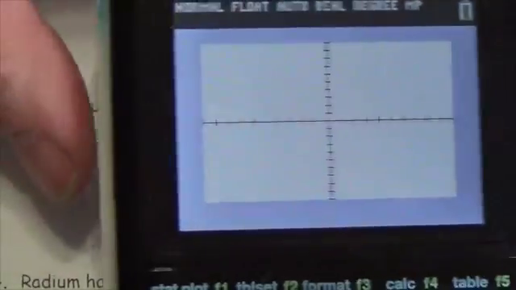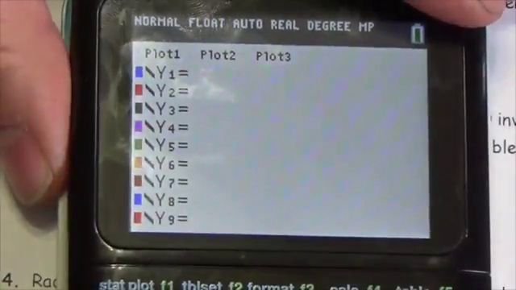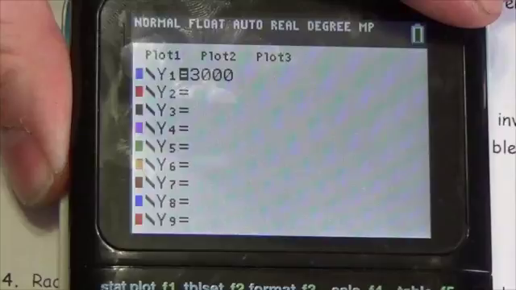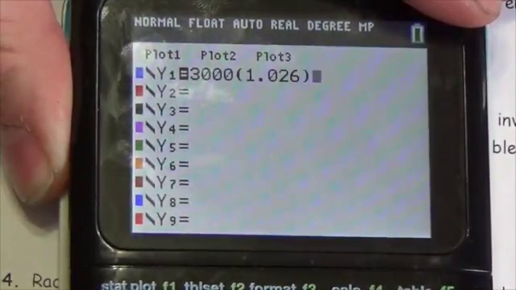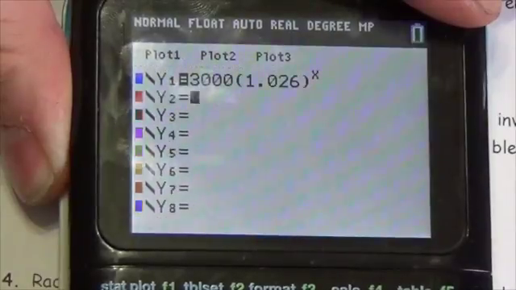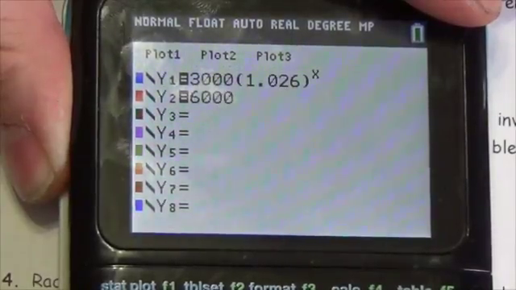So let's just go to the calculator here. Go to y equals 3,000 times 1.026, close that, to the exponent x. And down here we'll put 6,000.